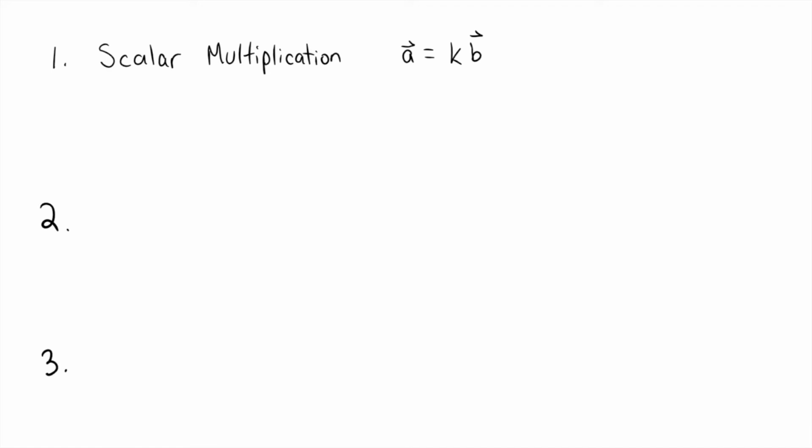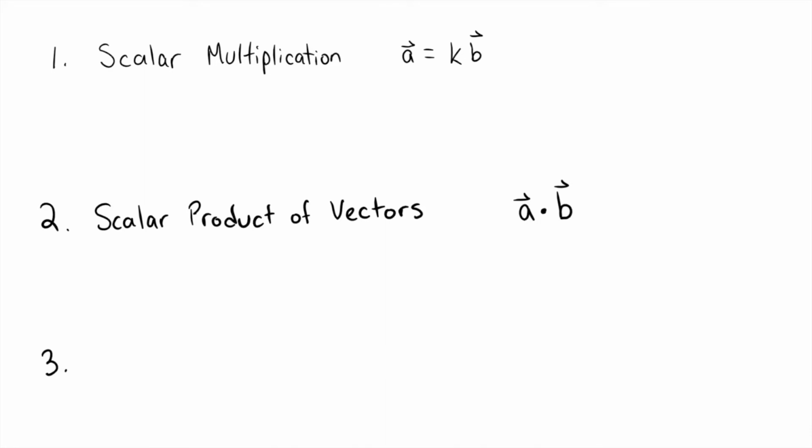And what that'll do is it'll change the size of the vector and may also reverse the direction of the vector. We can also determine what's called the scalar product of vectors. So that's when you take two vectors, multiply them together, and your result is a scalar quantity. The notation we use for this I've written here. So this is written as A with a dot between them and then a B. So those are two vectors that are being multiplied to find the scalar product.